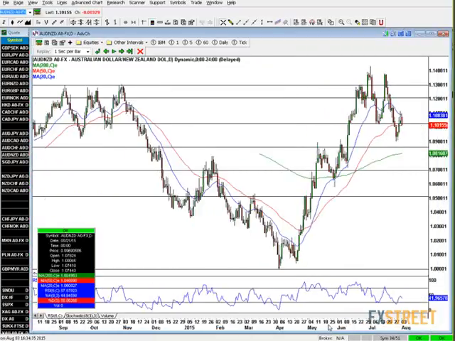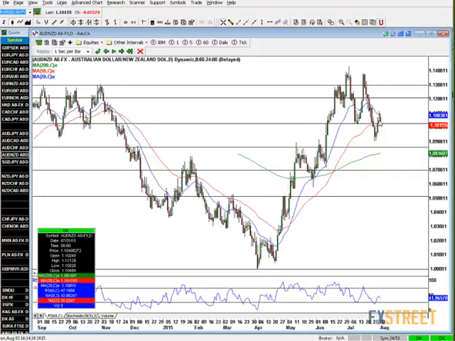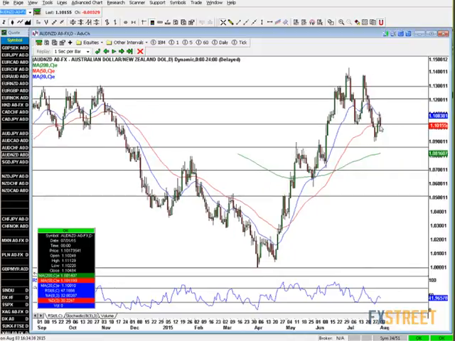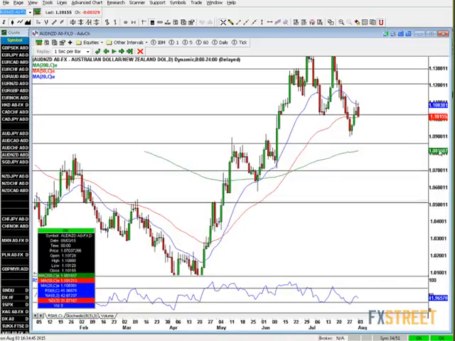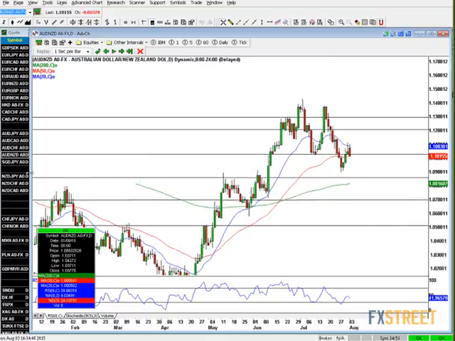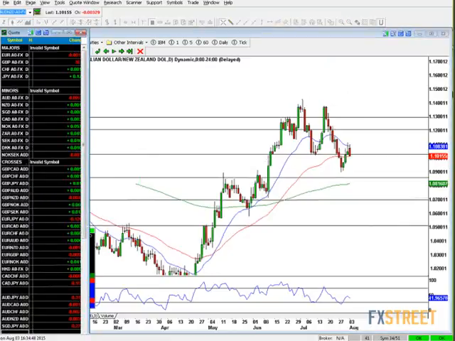All right, so one we're really interested in at the moment is Aussie New Zealand, and this is simply selling the rally here. There we go. Okay, so that's an outlook of some of the currencies we have in our sights at the moment. We don't trade very often, but when we do, we typically anticipate very good profit potential.